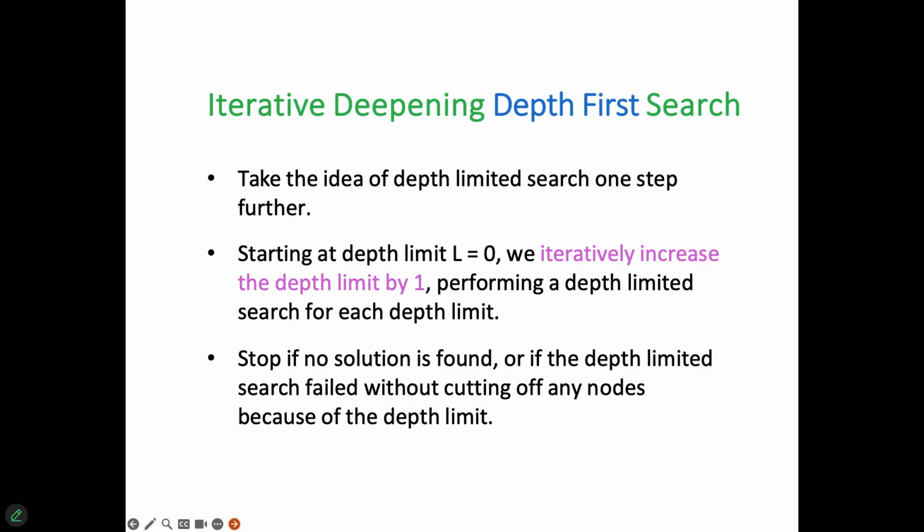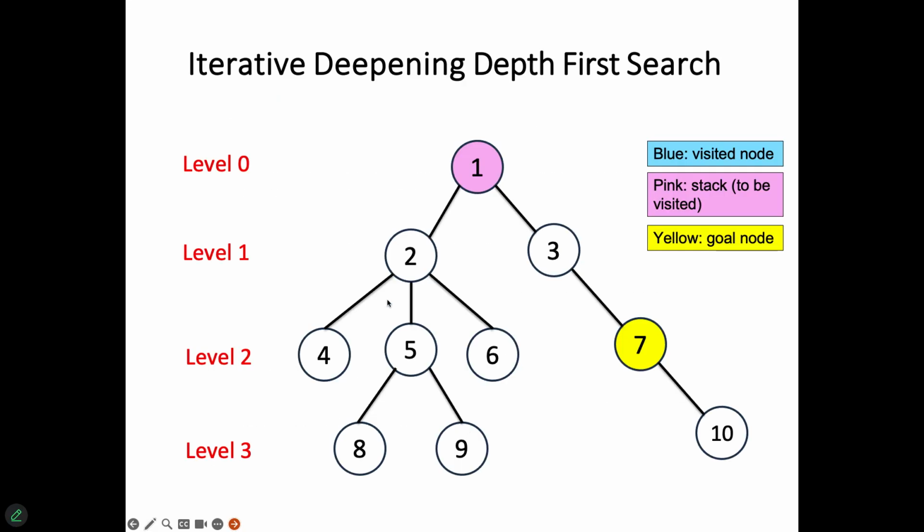Now, at each iteration, as the name suggests, iterative deepening, we have several iterations. At iteration 0, we are at level 0. Then we go to iteration 1, level 1, iteration 2, level 2, and so on. Now, if we couldn't find a solution, or if our depth-limited search fails without cutting off any nodes because of the depth limit, let me explain why we stop here. I'm going to explain this with an example. So again, I'm using the same tree, using a different search strategy, which is iterative deepening depth-first search.